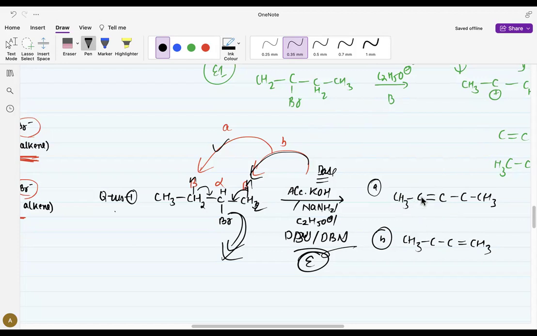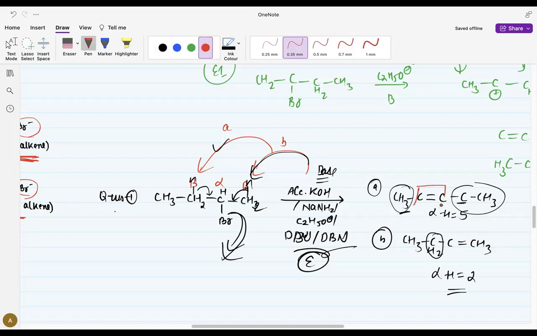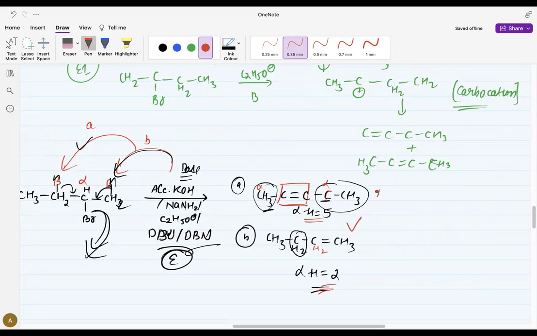See beta, this alkene is more stable because it has alpha hydrogens 3 plus 2, that is 5. Here how many alpha hydrogens? Only 2. है ना? This is the alkene. The carbon adjacent to the alkene carbon is known as alpha. यहाँ पर alpha hydrogen 5 है, यहाँ 2 है. Therefore, the above one is more stable. This one is major. A is major, and the lower one is minor.